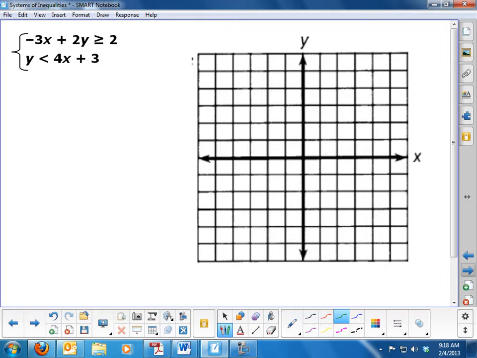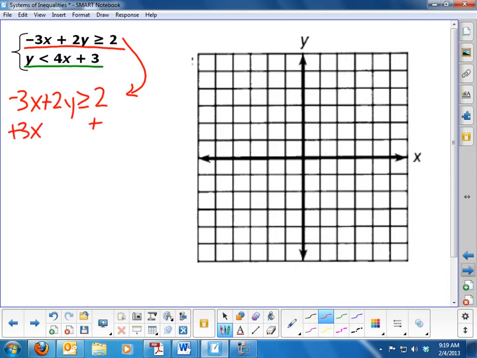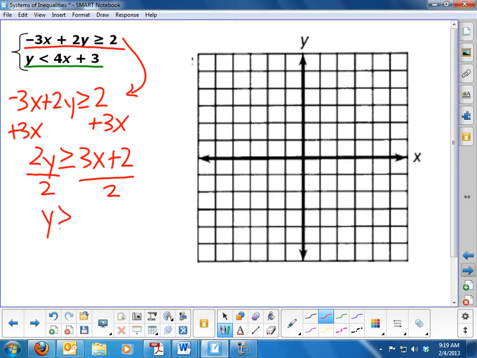Looking at these two lines, I see that one of them is already in slope-intercept form for me, which I love. That one will be really easy to graph. My other one is not in slope-intercept form. So the first thing I'm going to do with this equation is set it up so that I can solve for y, because I want to be able to put it on my graph easily. I'm going to add 3x to each side. That's going to leave me with 2y is greater than or equal to 3x plus 2. Divide everybody by 2. y is greater than or equal to 3/2 x plus 1.